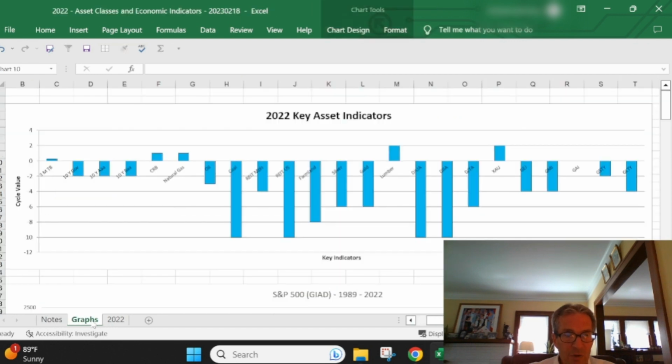So we'll go into graphs, and then we'll pause this recording, and then we'll go into the second recording. So this is the cycle value graph. And the way to read this is for year-end 2022 key asset indicators. Just couldn't put all of the 68 or 70 or so different key asset indicators or economic indicators into this graph.